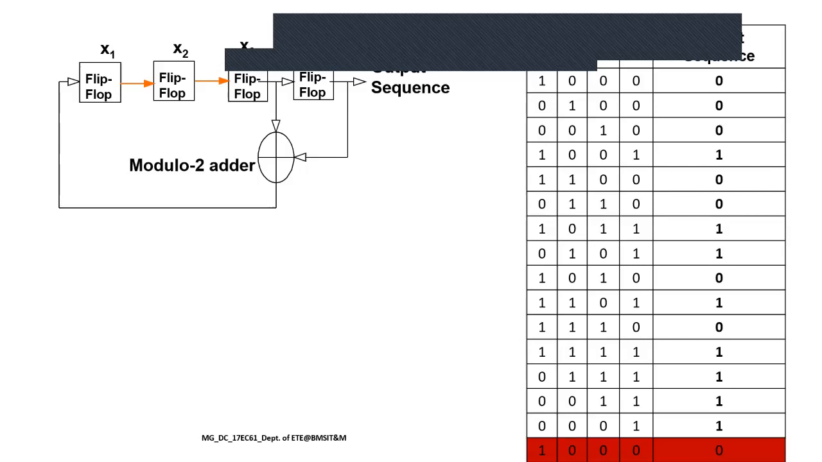So whatever the content of x4, that will be your output sequence, right? So with this I can say 0 0 1 0 0 1 1 0 1 0 is the code of the pseudo-noise sequence or M sequence, I can say.